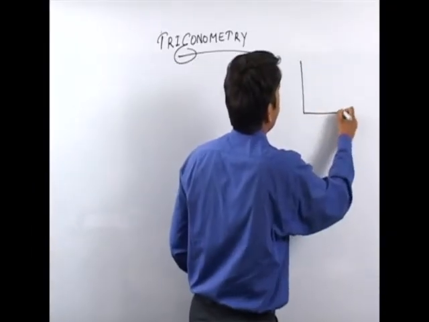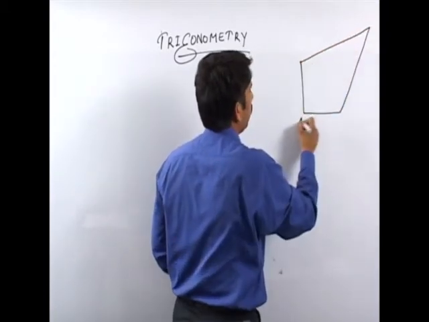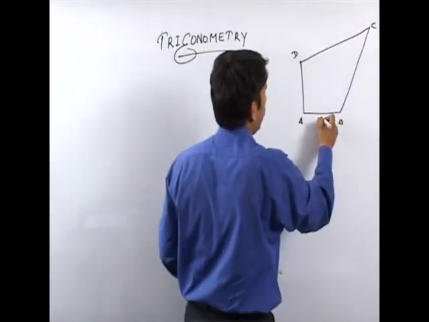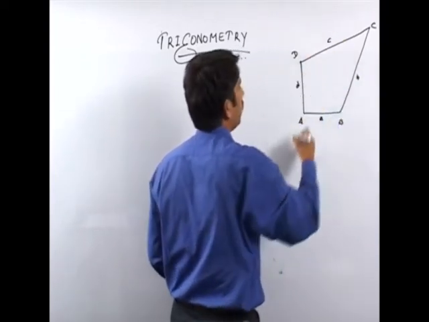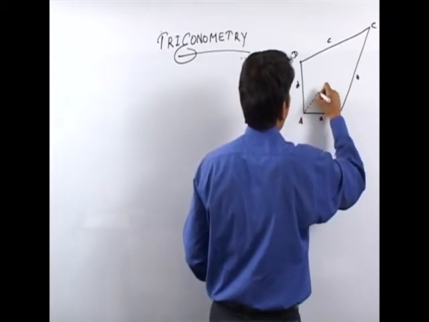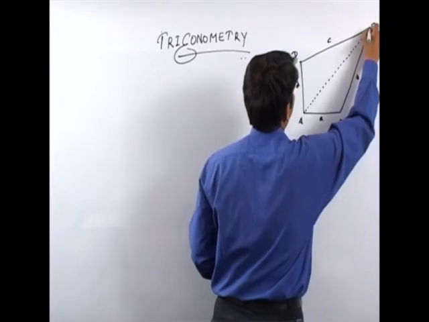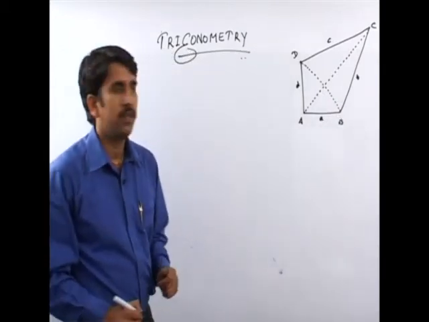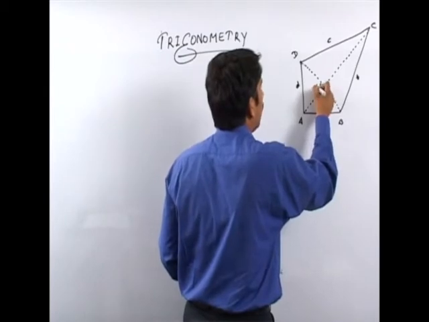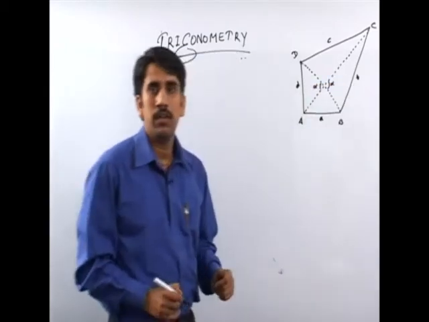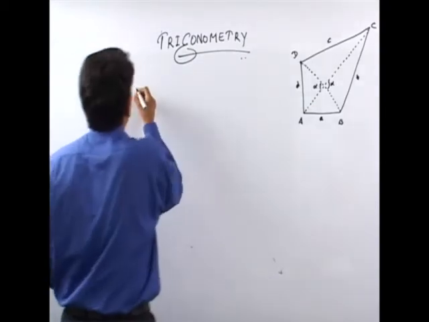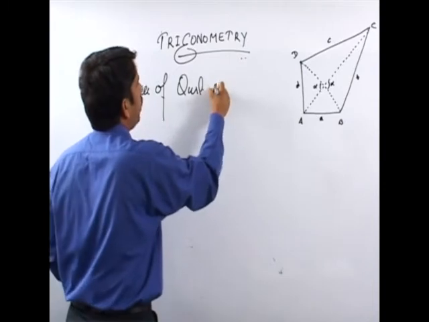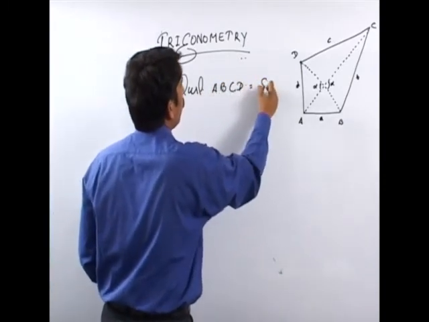Quadrilateral. Let us consider a quadrilateral ABCD. Let this side be a, this side be b, this side be c, and this side be d. Draw the diagonals AC and BD. Let this angle be alpha and this angle be alpha, and let the area of quadrilateral ABCD be equal to S.